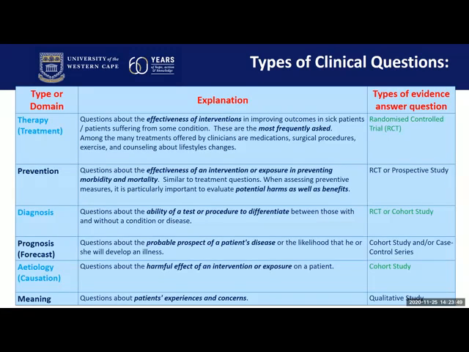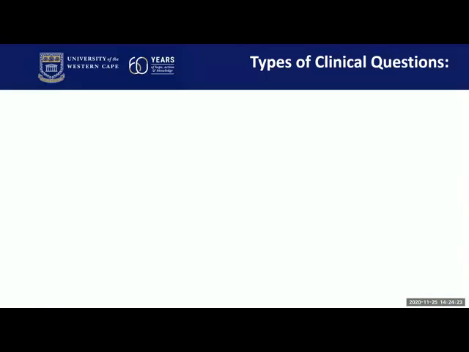Prevention type of questions. These are focused on the effectiveness of an intervention or exposure. Your diagnosis, the ability of a test or procedure to differentiate between those with or without a condition. Your prognosis questions. These questions are about the probable prospect of a patient's disease or the likelihood that he or she will develop an illness. Then you have etiology questions about the harmful effect of an intervention or exposure. And then, of course, your meaning type of questions about patients' experiences and concerns.